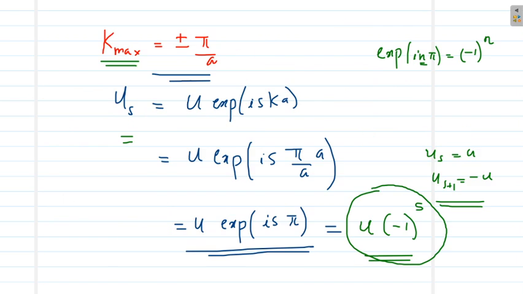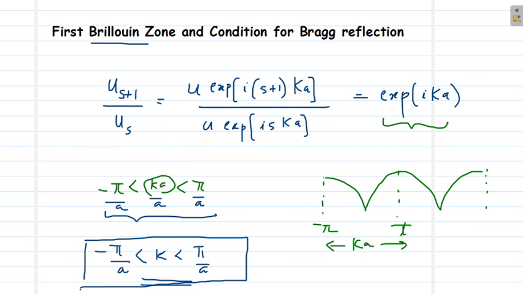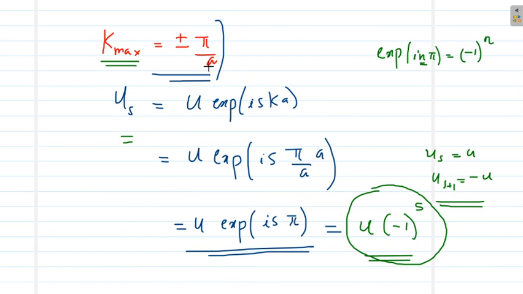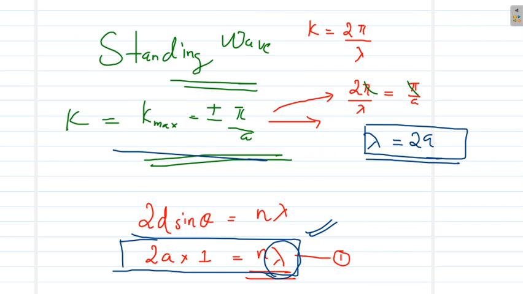So in this class we have looked into the concept of the first Brillouin zone of a crystal based on the propagation of elastic waves through the crystal, and we have obtained the condition of Bragg reflection, which is simply k max equal to plus or minus pi by a in the case of a crystal, and this is simply the Bragg's condition itself. I hope these concepts are clear for you.